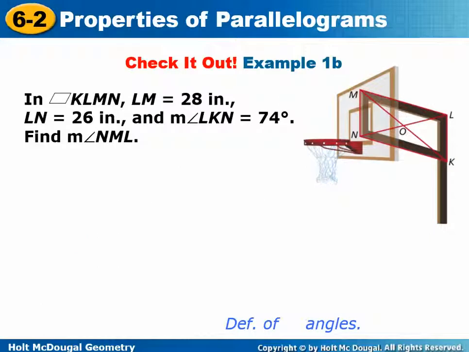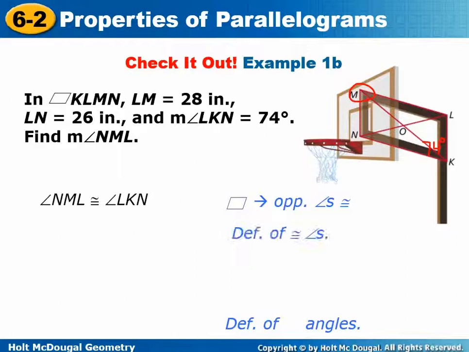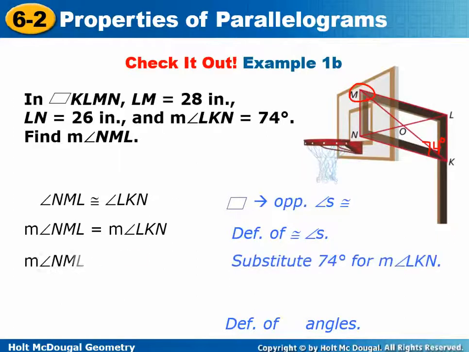Okay, the next thing that we're asked to find is the measure of angle NML, this angle up here. Remember that LKN is 74. Well, in a parallelogram, opposite angles are congruent. These aren't supplementary. They're just going to be equal to each other. So if you know that one angle is 74, the angle opposite is also equal to 74.